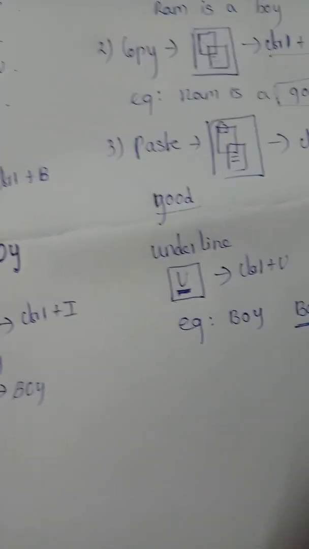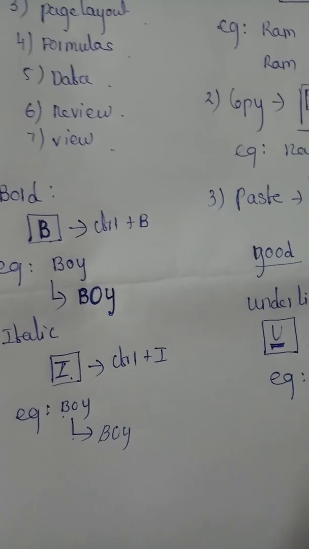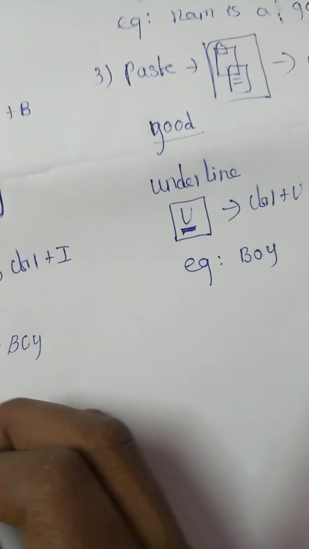Okay, this bold, italic, underline are used for highlighting the text. And then font style.